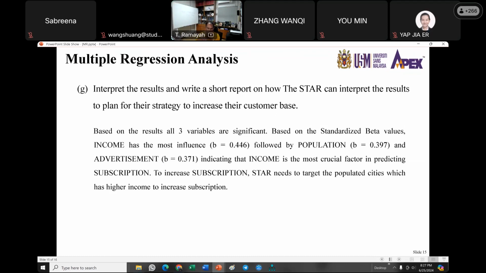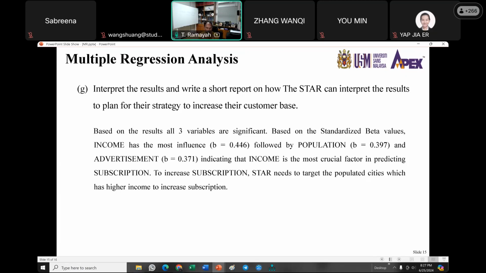So based on this, you need to write how you can strategize. Okay, here we have an example. If they want to increase the subscription, then they have to target populated cities which have higher income. These are the 2 predictors, the main predictors of your subscription, right? So that is how you leverage the findings to write your discussion later.